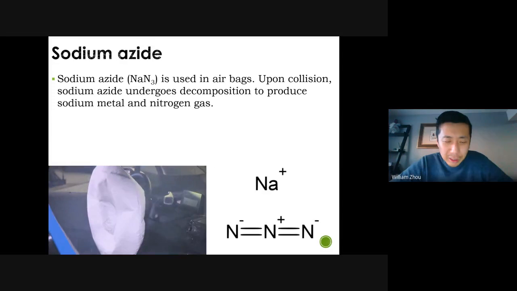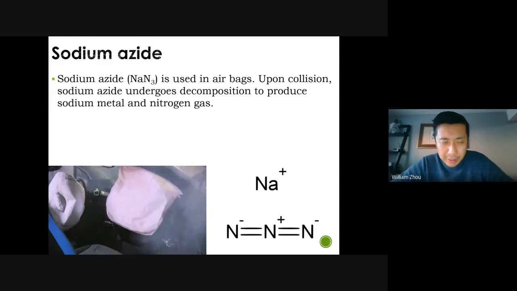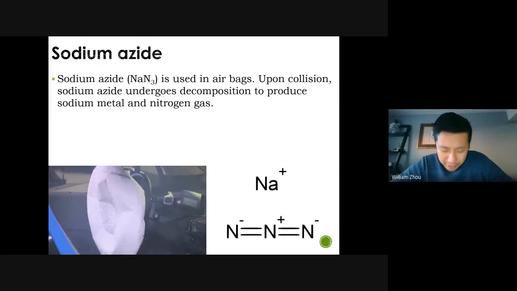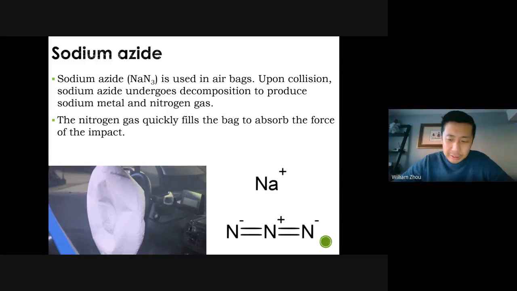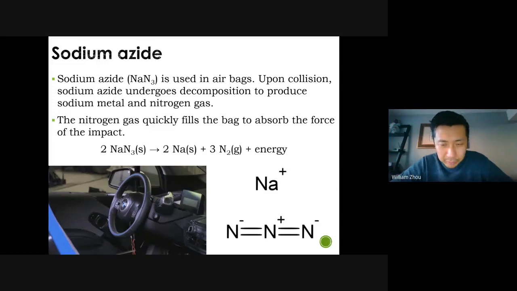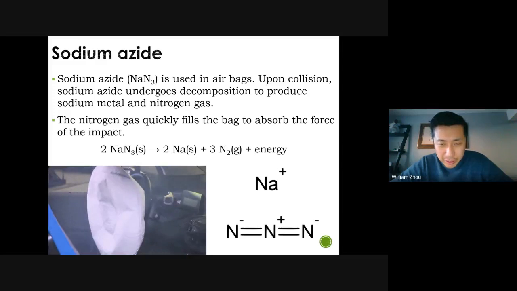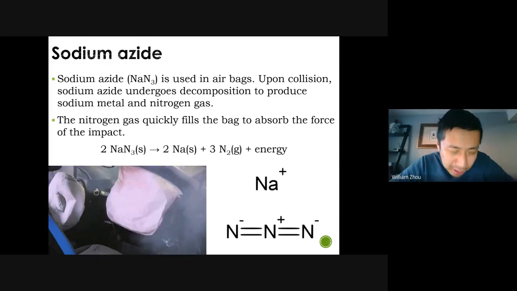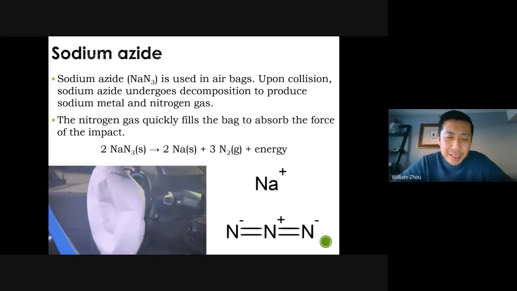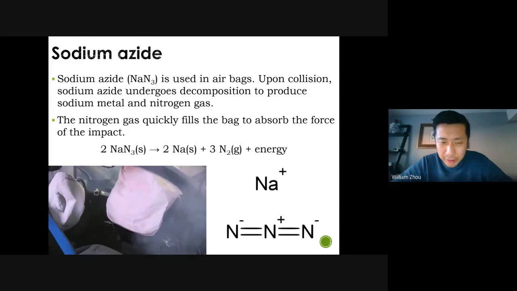Airbags. All vehicles are equipped with airbags, and inside you have this compound, sodium azide. When there's a collision, this reaction immediately decomposes the sodium azide into sodium metal and nitrogen gas. And this gives off a lot of energy in the form of heat, and this will expand the nitrogen gas. So this gas expands with high temperature, quickly filling the bag so that your face wouldn't hit the windshield or the steering wheel or something dangerous.